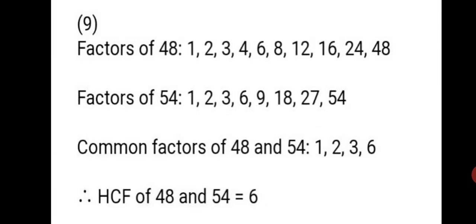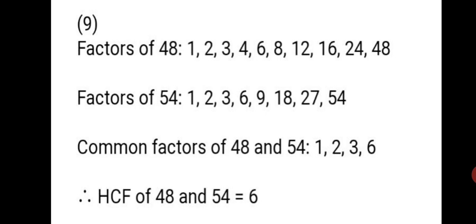Ninth one, factors of 48 are listed. You can do rough work to find the factors by multiplying, 1 into 48, 2 into 24, or dividing 48 by 2, then by 3, by 4, you will get the proper answer. So this way you can do your rough work and find all the proper factors of 48 from 1 till the number 48. Similarly for 54, you will find factors from 1 till 54.